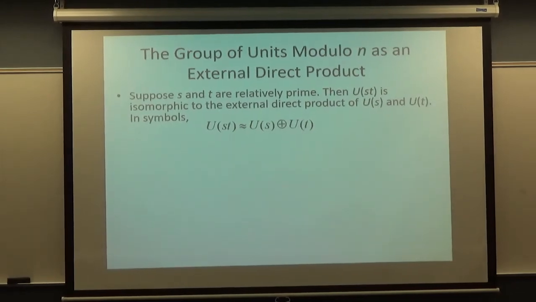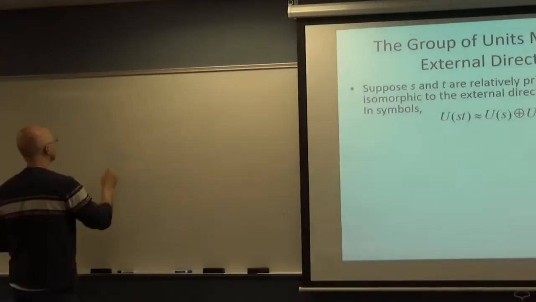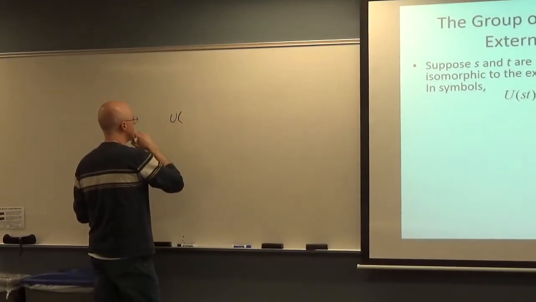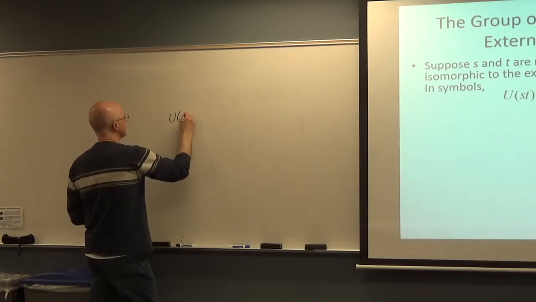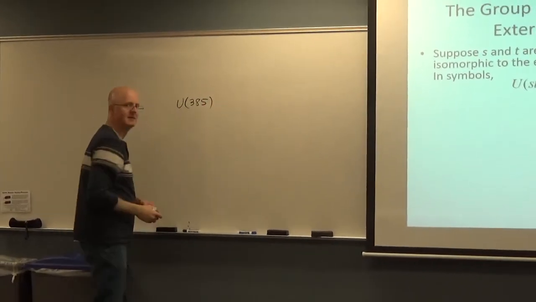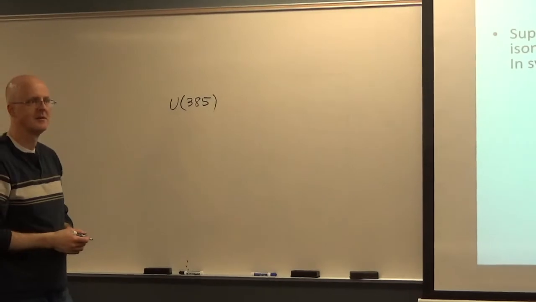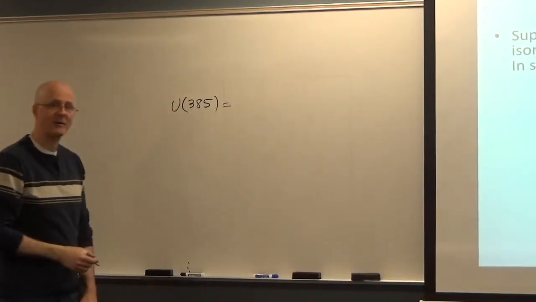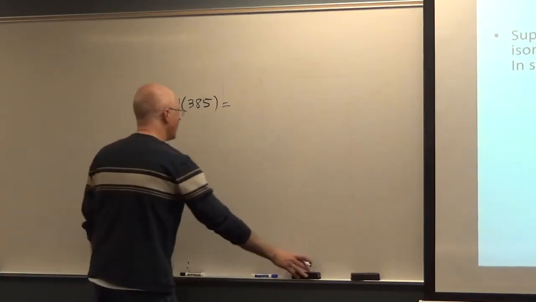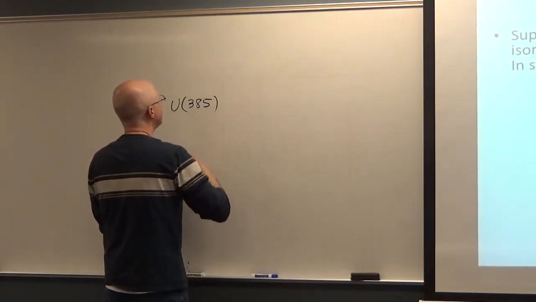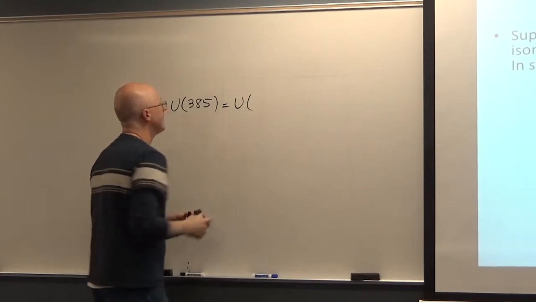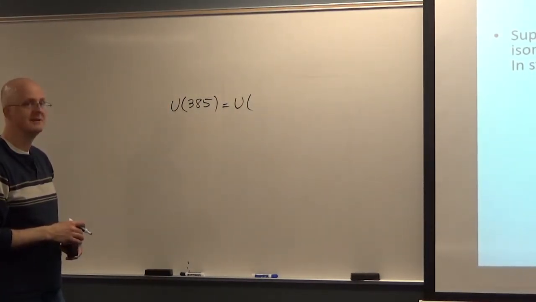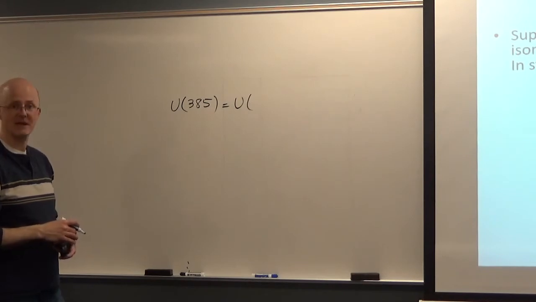So, for example, say we take U(385). What is that isomorphic to? Can we figure it out without making the Cayley table? I hope we don't have to figure out the Cayley table. First, come up with a prime factorization of 385. It's 5 times 7 times 11.